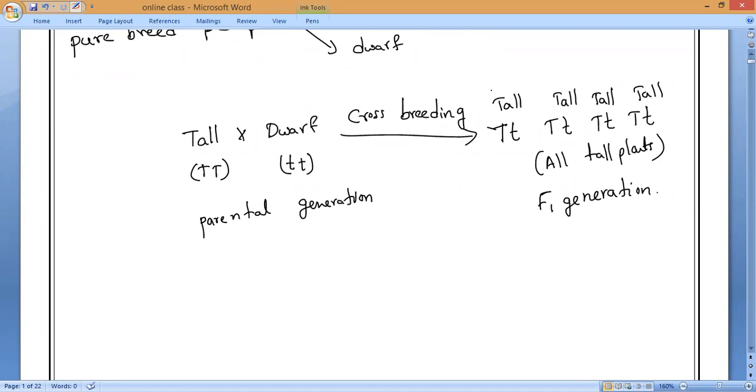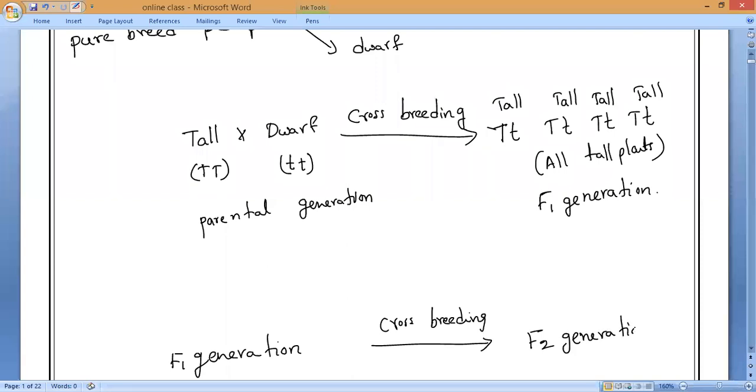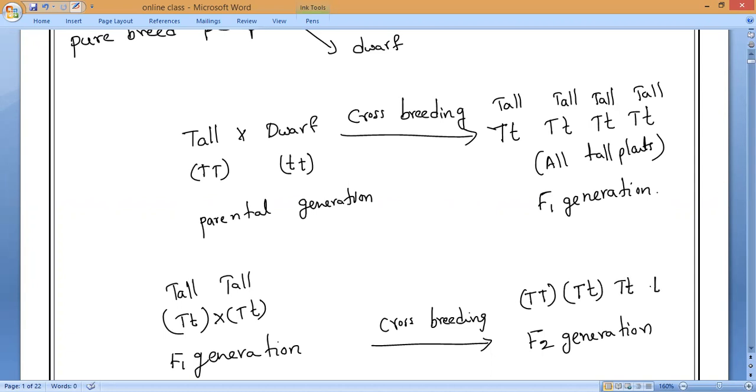Again he took two plants from the F1 generation and crossed them, so the F2 generation is obtained. Whenever we cross F1 plants, capital T small t into capital T small t, both parents are tall only. The results he observed in the F2 generation are capital T capital T, capital T small t, capital T small t, and lastly small t small t.